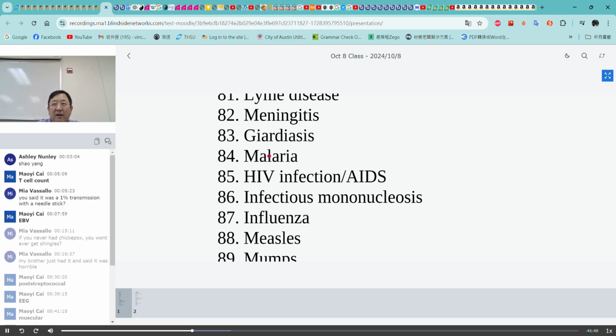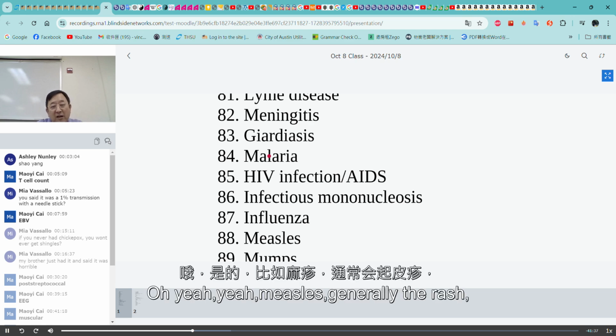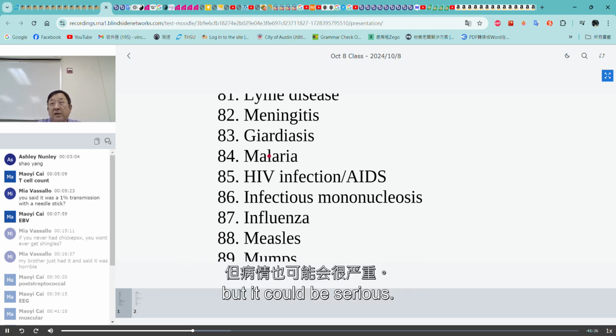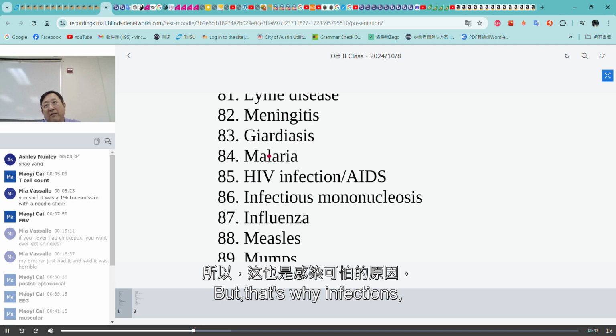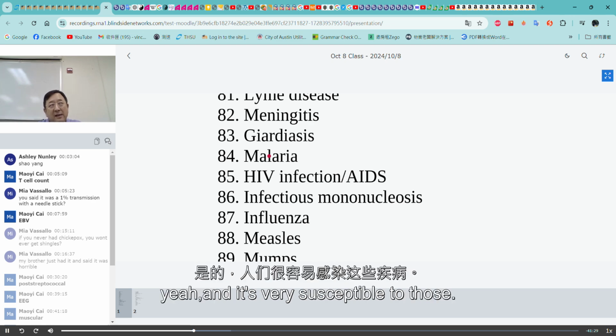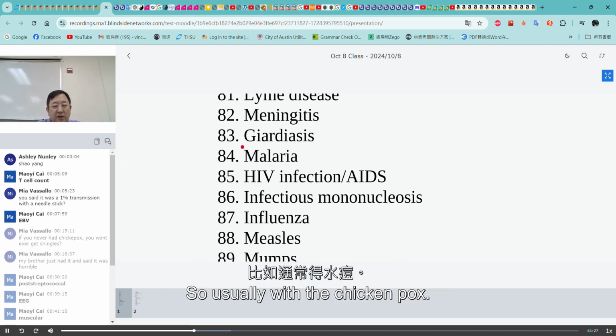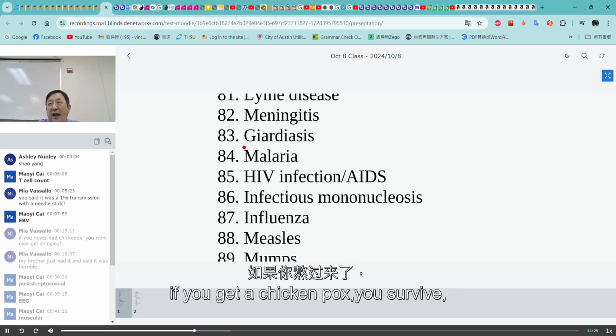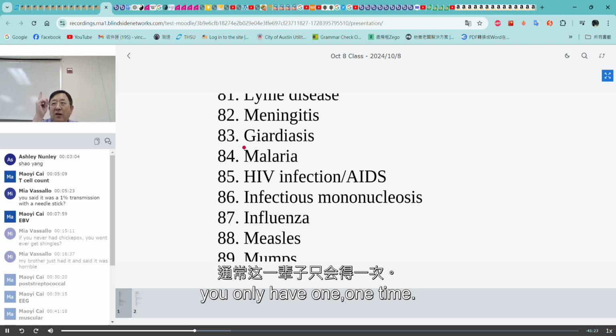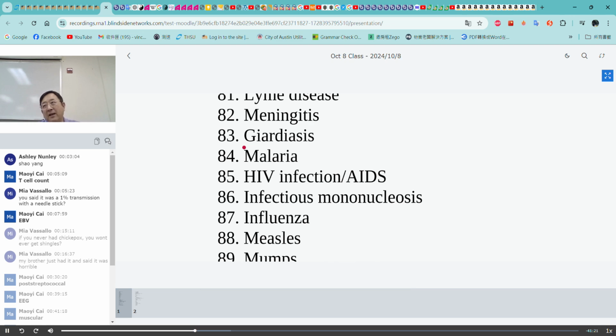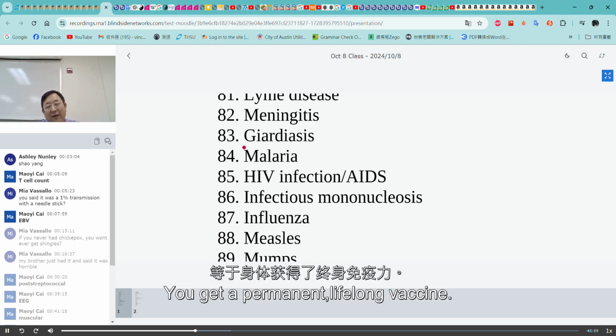Is it serious? Measles generally is a rash, but it could be serious, like affecting the brain. The patient could die. That's why it's infectious and very susceptible. With chickenpox, if you get chickenpox and survive, you only have it one time. You get permanent, lifelong immunity.